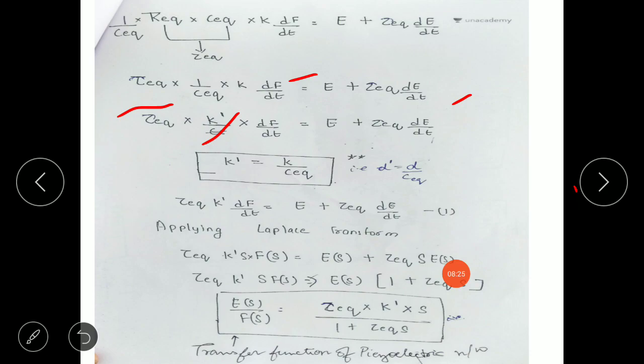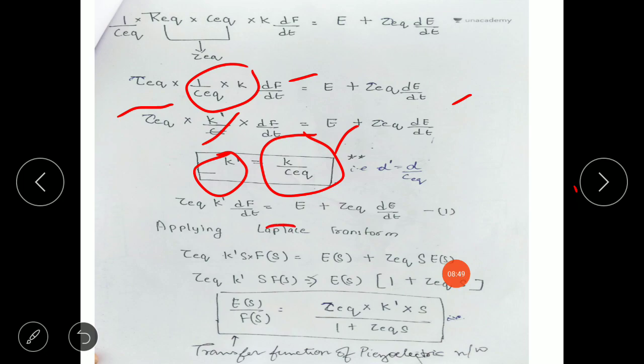Now this K dash, as I have told you, what is K dash? K dash is this K divided by C equivalent. You just remember this term, I'll tell you what it is. It is the sensitivity of the overall network. This K dash is the sensitivity of the overall network. Now moving ahead with the derivation, tau equivalent into K dash into dF by dt is equal to E plus tau equivalent into dE by dt.